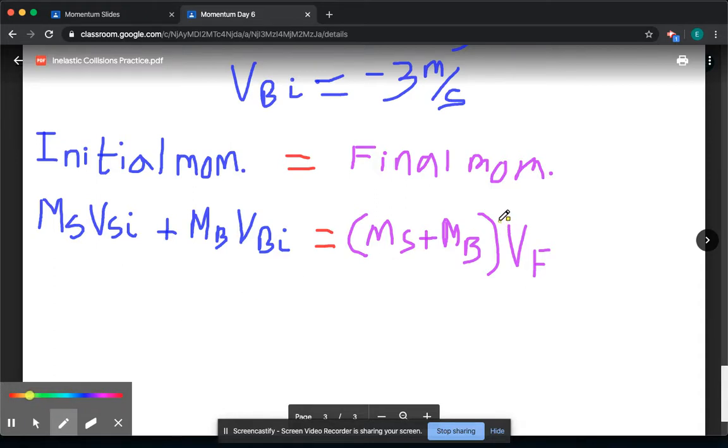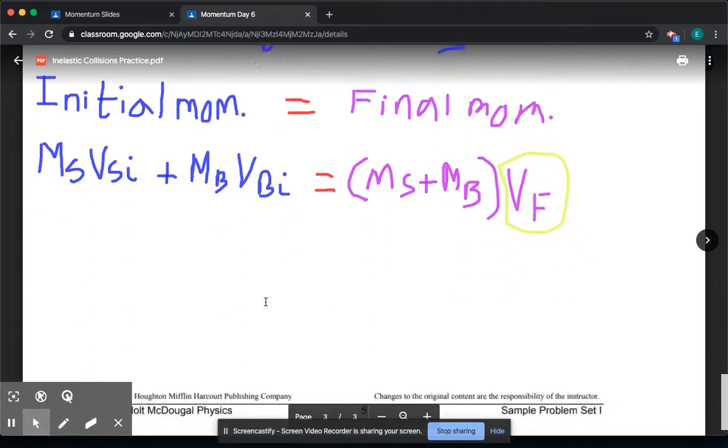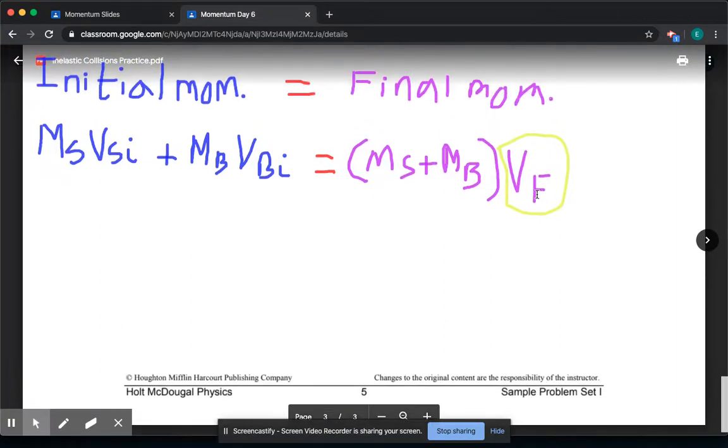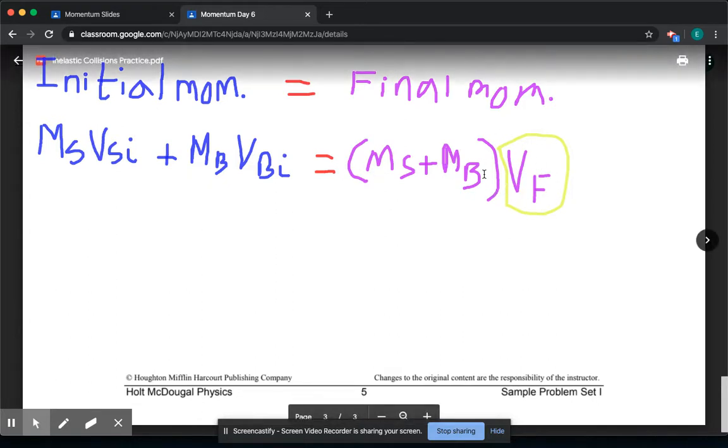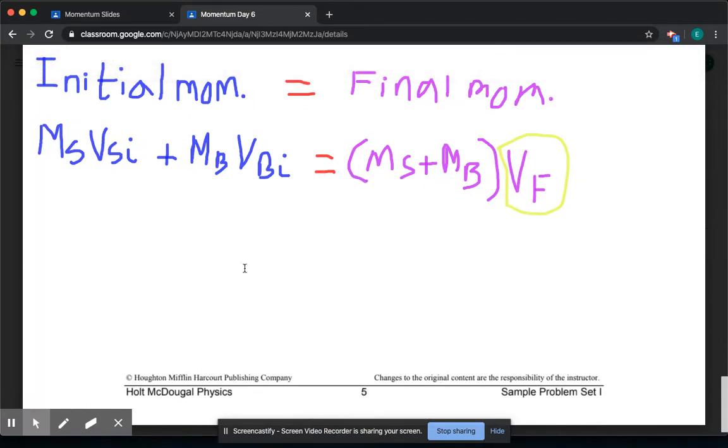The VF, this right here is what we're trying to find. So I need to get that by itself. In order for me to get VF by itself, I need to divide by this. Remember, to get rid of something, you need to do the opposite. You guys got to work on your algebra. So this is MS plus MB times VF. These things are being multiplied together, and the opposite of multiplication is division. So I need to get rid of this by dividing.